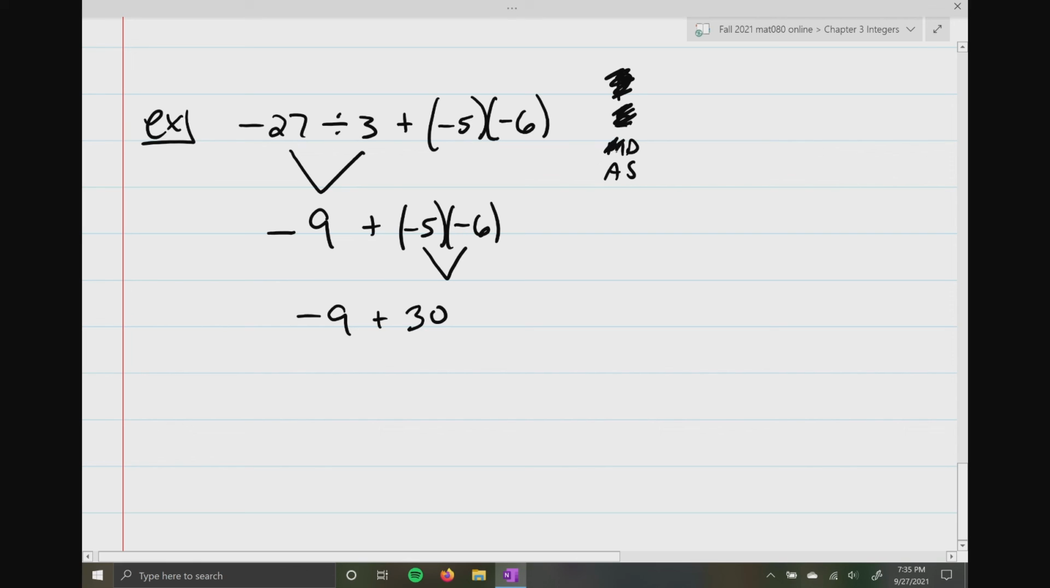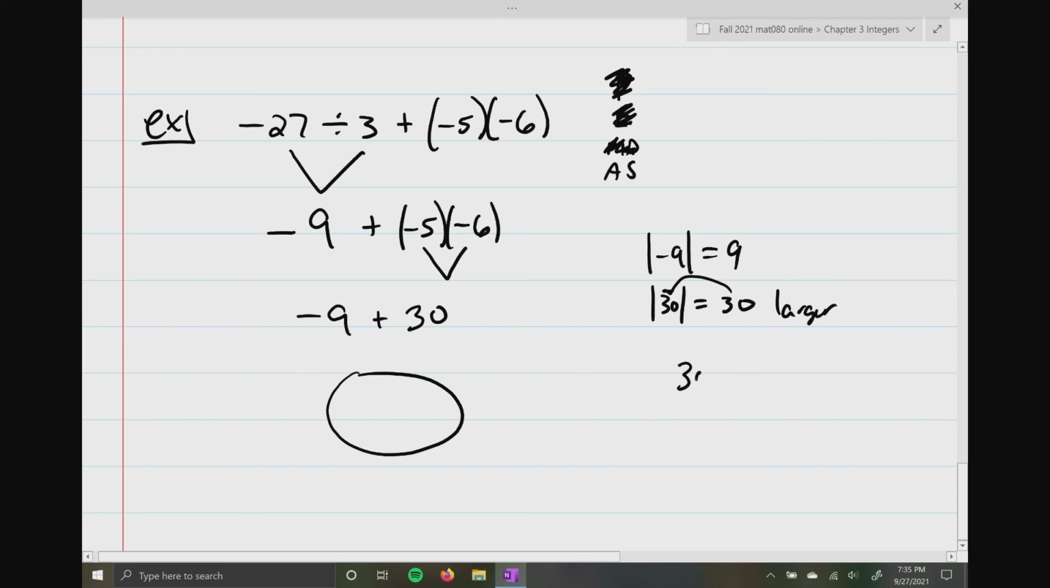So now that's done. And finally, negative 9 plus 30. Well, the signs are opposite, and I'm adding or subtracting here. Since the signs are opposite, find the absolute value of each. 30 is definitely larger, and it's going to be positive. So I know that the answer that goes in that circle is going to be positive as well. So I just need to do 30 minus 9, which is going to be 21. So the answer is positive 21.